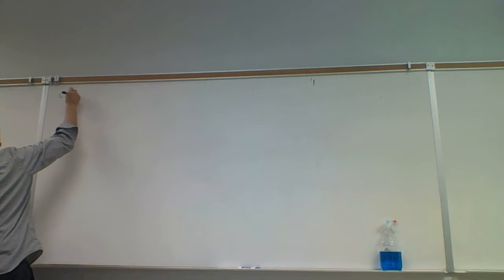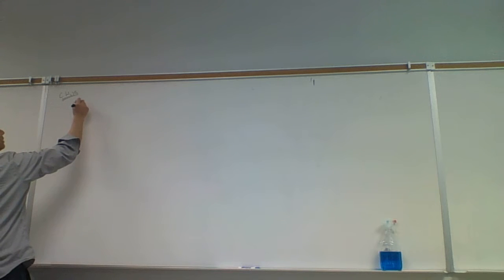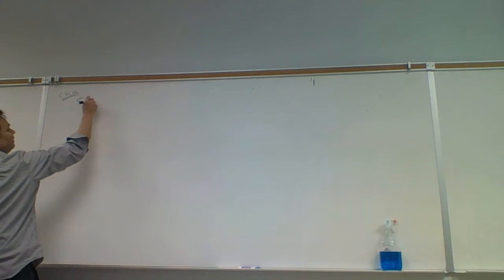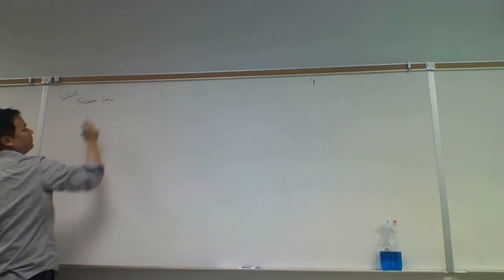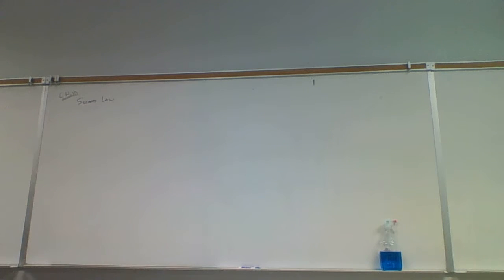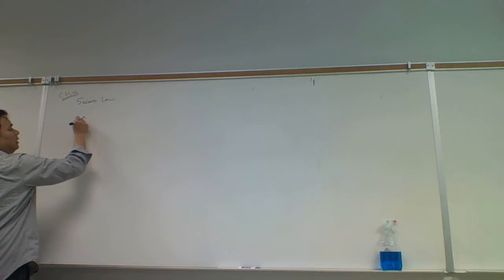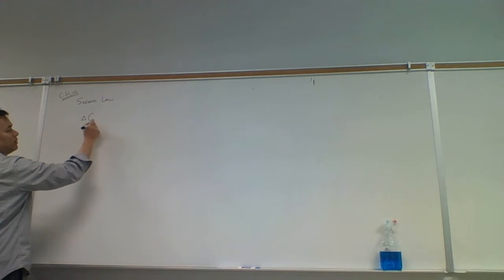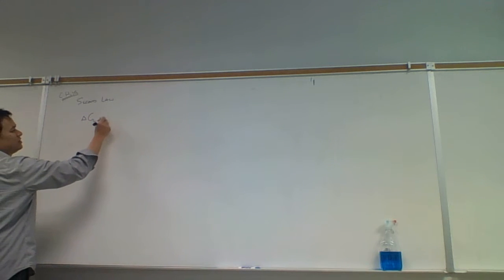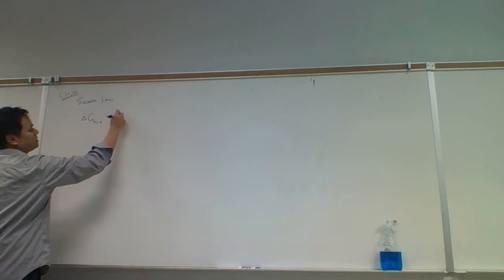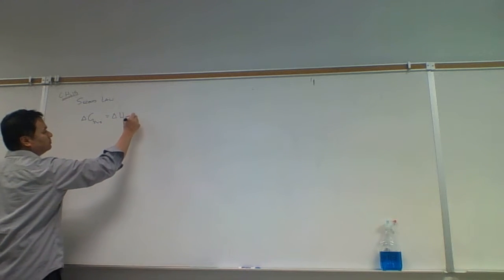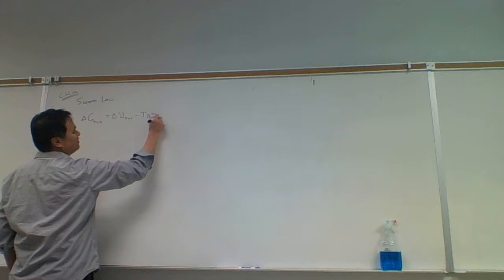Chapter 19, we're dealing with the second law of thermodynamics. And there are different ways of writing it. One, we could write it as delta S of the universe. The increase is for a spontaneous process. But probably the most common way we're going to write it is delta G of the system is equal to delta H of the system minus T delta S of the system.